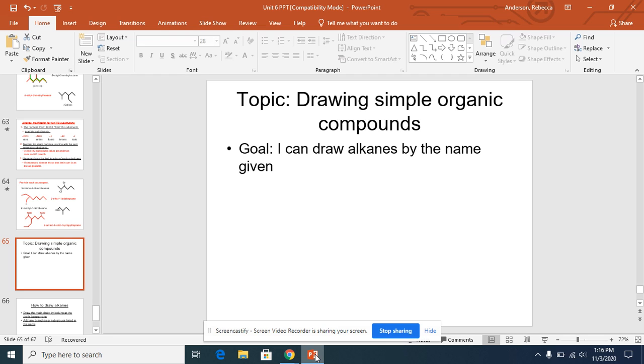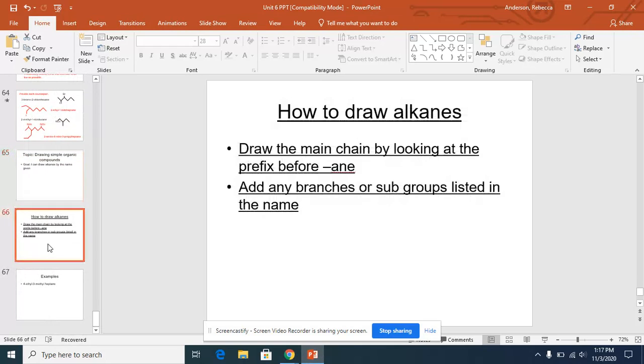Hello everyone. So today our topic is drawing simple organic compounds. Your goal is: I can draw alkanes by the name given. Okay. Not very many notes for this. If you can name alkanes, it's very easy to draw alkanes because you're just doing the opposite. So how to draw alkanes?